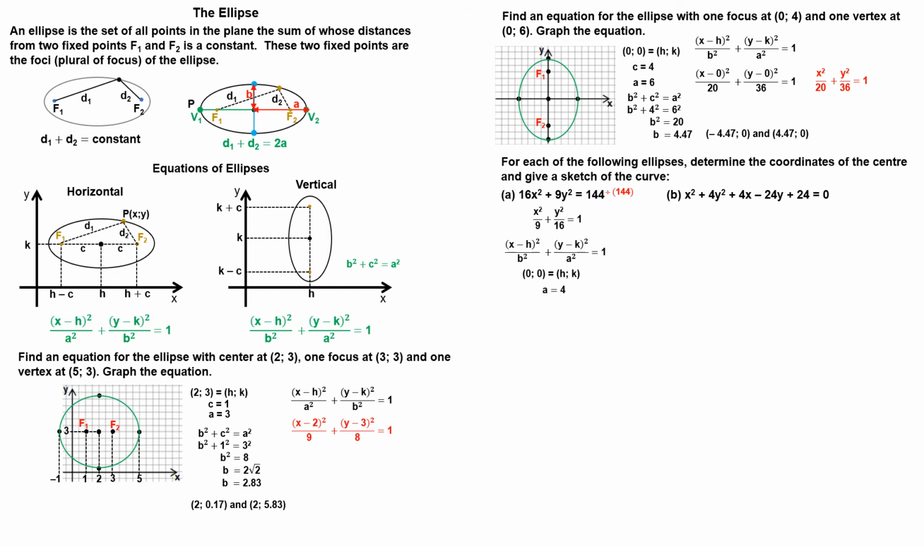By comparing this equation with the equation in standard form, we can see that h equals 0 and k equals 0, which means that the center is at the origin. a equals 4 and b equals 3. Applying the Pythagorean theorem, we get c equals 2.65. Finally, we use the value of b to find the 2 points on the right and left from the center.